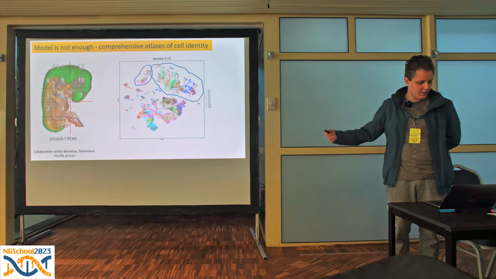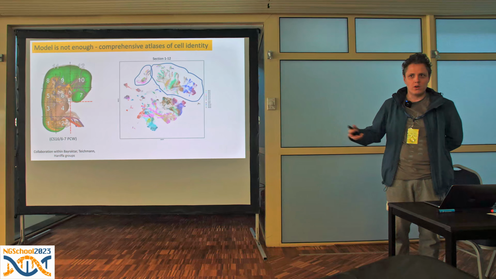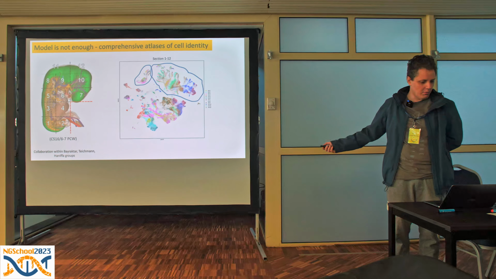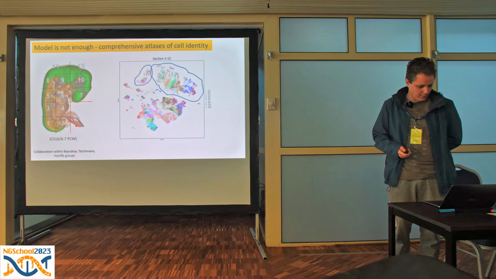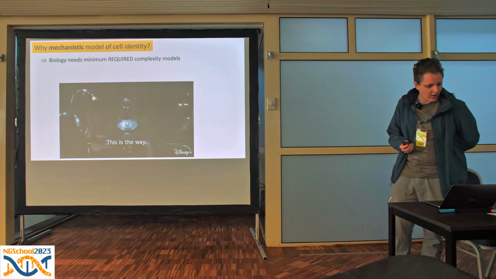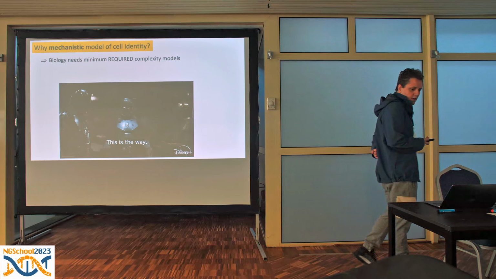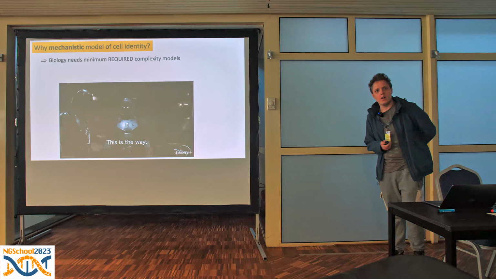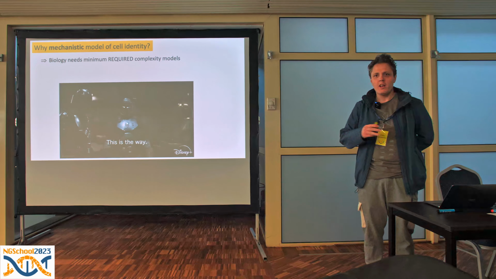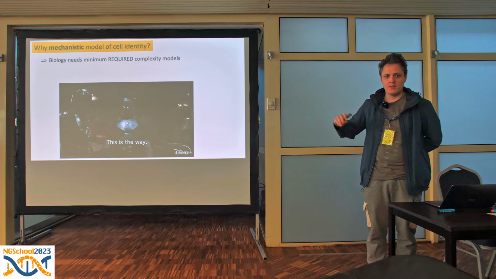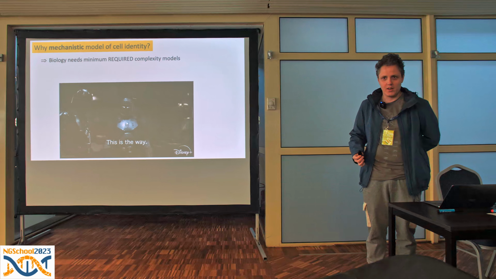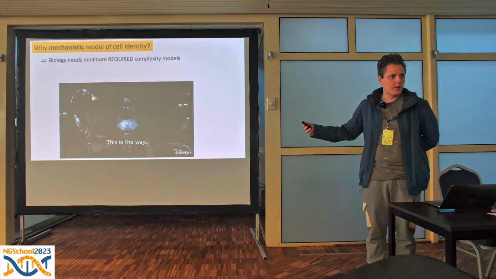We need this comprehensiveness to show models what kind of cell identities exist, and the model needs to be sufficiently complex to explain all of this. You can also ask why mechanistic models of cell identity, and I think the answer is that we need minimum required complexity models. On one end, you have simplistic models like a linear model. We can fit a linear model to anything and say that it fits, but that would be a simplistic model for complex processes such as gene regulation and cell communication.